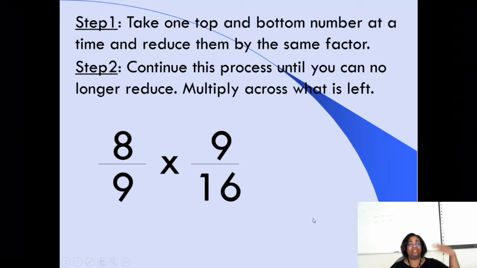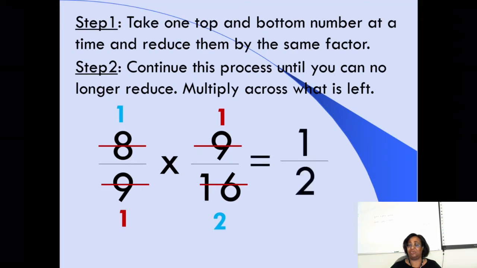Here's another one. Is there a top and a bottom that I can reduce by the same factor? I can do the 8 and 16 by 8, right? 8 goes into 8 once. 8 goes into 16 twice. 9 goes into 9 once. And 9 goes into 9 once. So that leaves me with 1 over 2. Can I reduce 1 over 2? No. If I have 1, I already know I'm done, right?